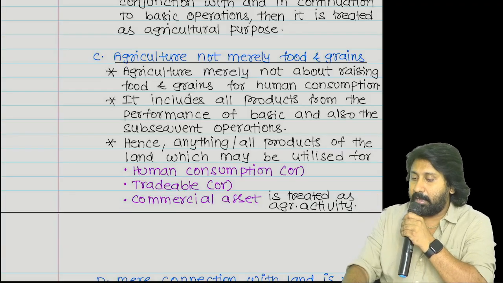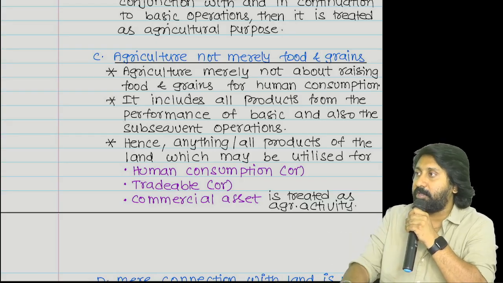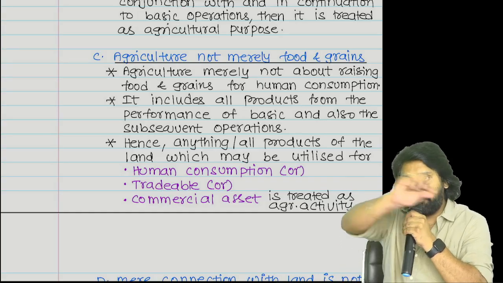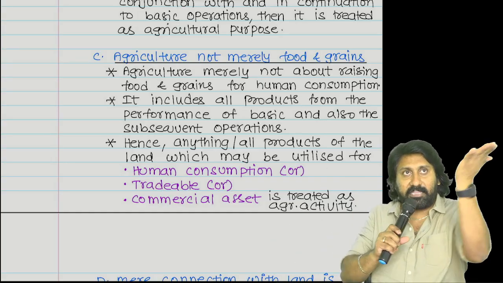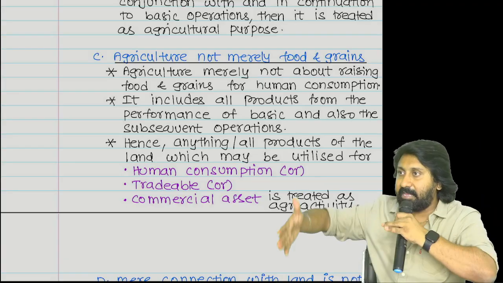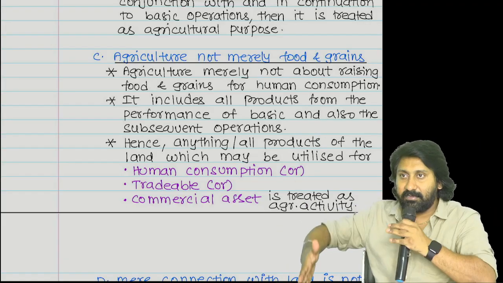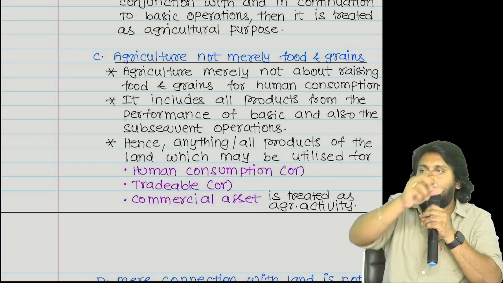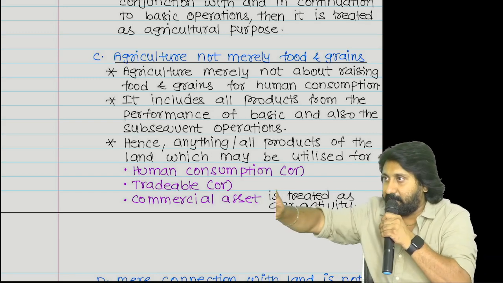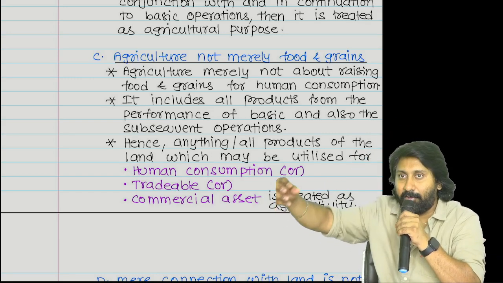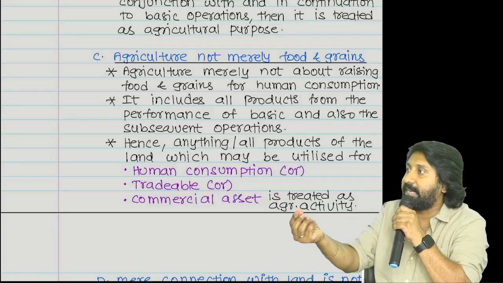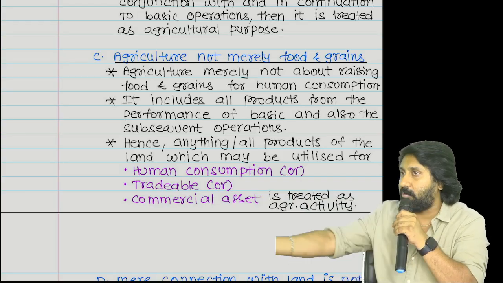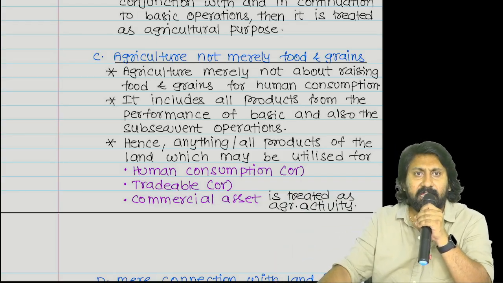I will give you the last example before we go into the next one. Do you know latex? Latex, rubber. With the tree only it will come. They will cut the tree trunk. They will cut that particular thing and a white colored substance will flow. That's called latex. Using that they will create rubber, of different qualities for different purposes.